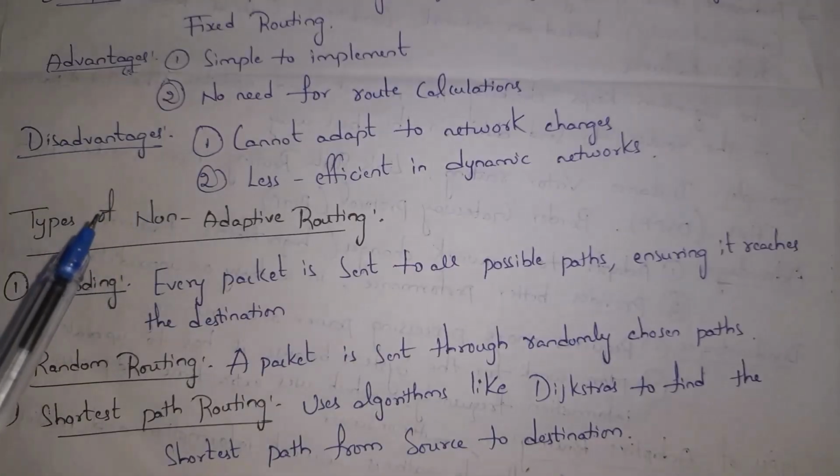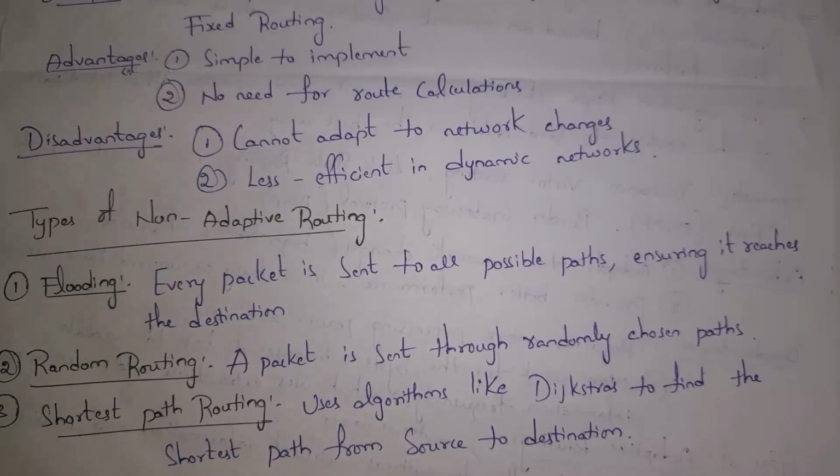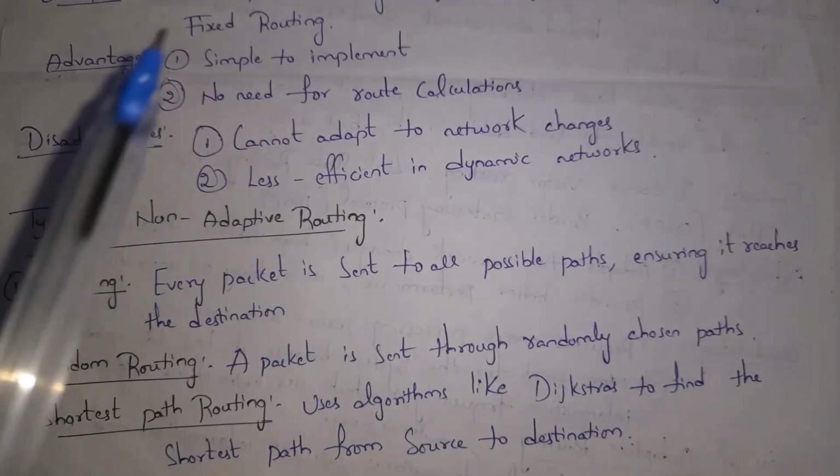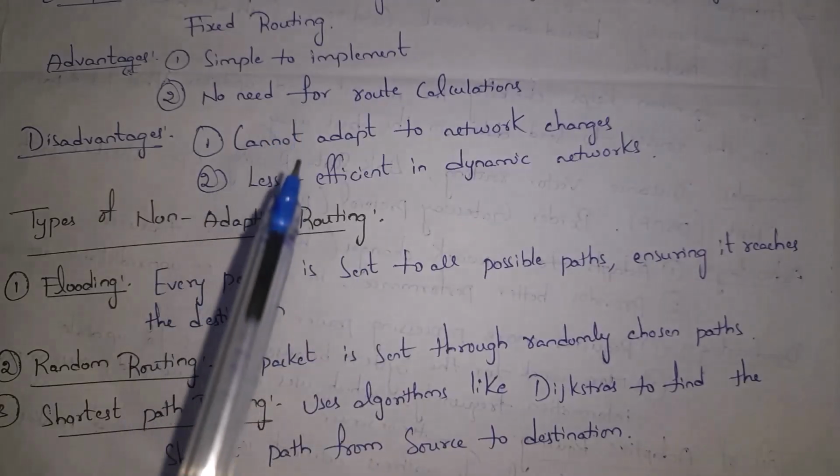When compared to dynamic routing, static routing is very easy to implement, as the route is already fixed in order to transfer data. So there is no need for routing calculations. So there is no need to find a route. These are disadvantages of static routing.